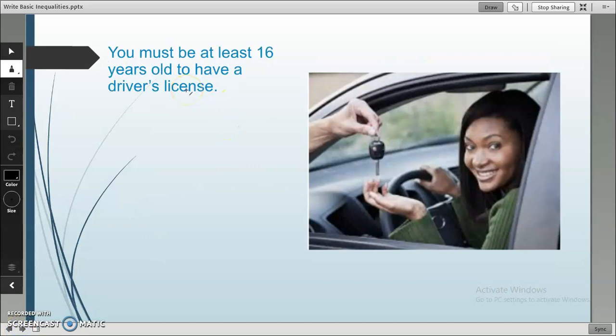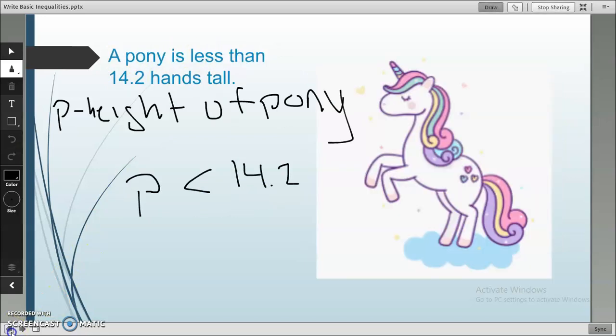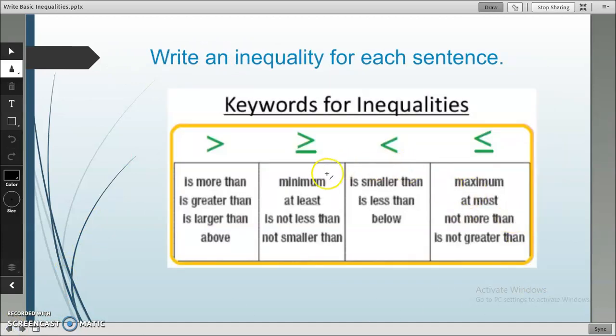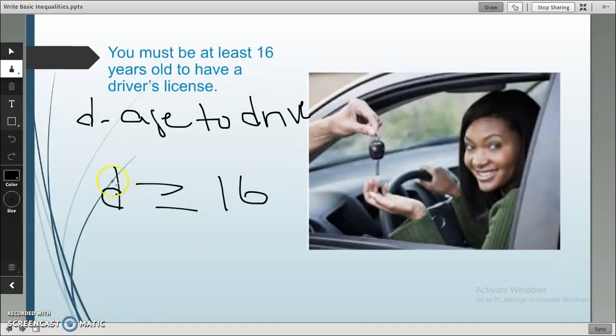All right, the next one, it says you must be at least 16 years old to have a driver's license. So I'm going to use a variable D this time, and this is age to drive. So my age to drive has to be greater than or equal to, and I know it doesn't seem like it because we're talking about at least, but if we go back to our little chart over here, it kind of verifies it. At least, is that greater than or equal to? And if you think about it, it makes sense also. The driver has to be greater than or equal to 16, so that's where that at least comes in.